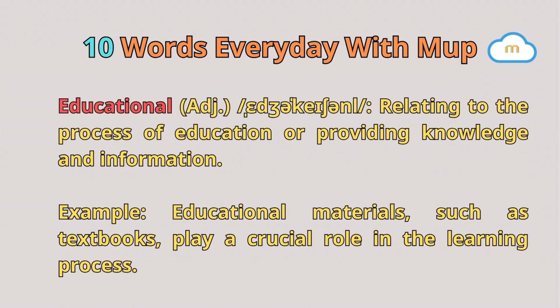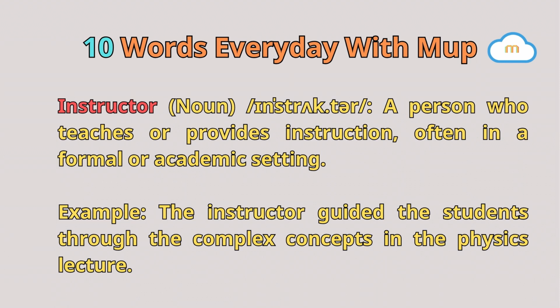Educational. Definition: relating to the process of education or providing knowledge and information. Example: educational materials, such as textbooks, play a crucial role in the learning process. Instructor. Definition: a person who teaches or provides instruction, often in a formal or academic setting. Example: the instructor guided the students through the complex concepts in the physics lecture.